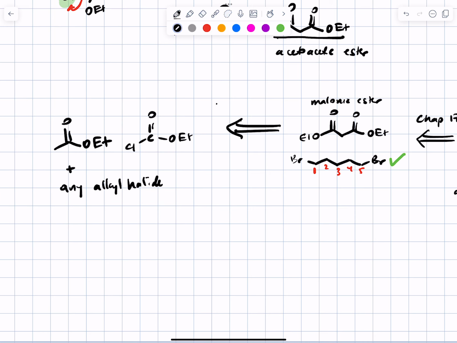So that's the crossed Claisen reaction between this ester. We might want something to call this ester. It's actually called ethyl acetate, and then ethyl chloroformate to give you the malonic ester. All right, so just practice that because it's kind of a cool way to build up a lot of complexity from very simple starting materials.